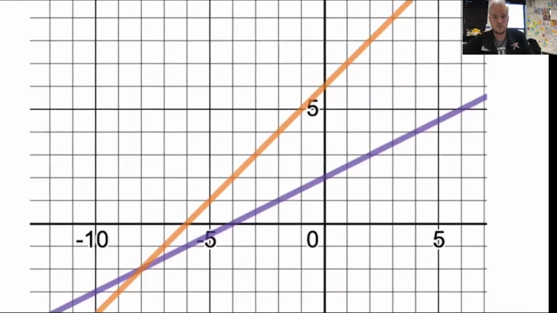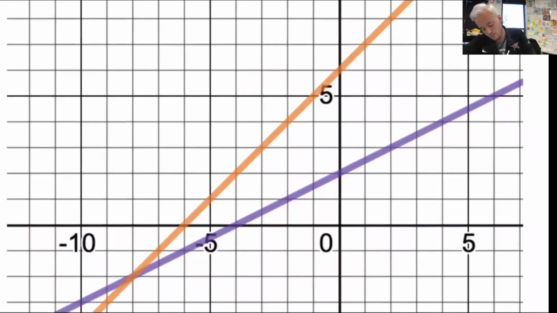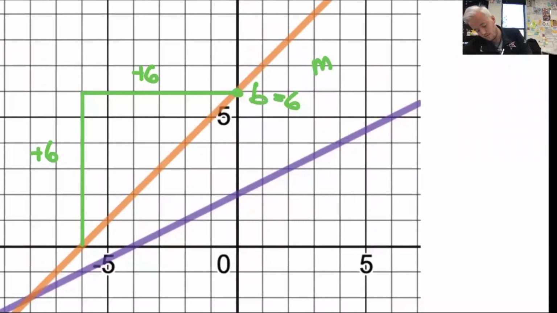All right, so let's do the equation in orange first. My y-intercept here is 6. Now I'm going to do the slope. Once again, I'm using the intercepts. However, if you don't want to use the intercepts, you are free to use whichever points you are inclined to use. So that's going to be up 6 and right 6, which means my slope here is 1.